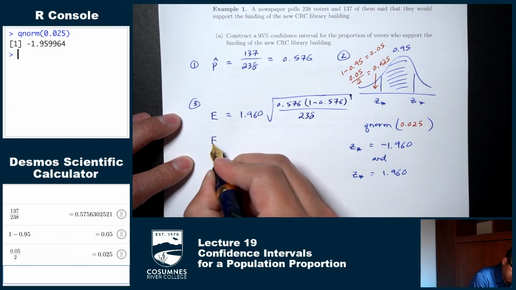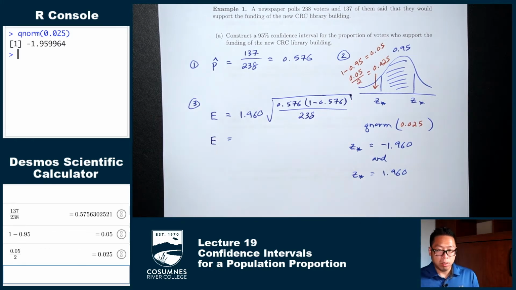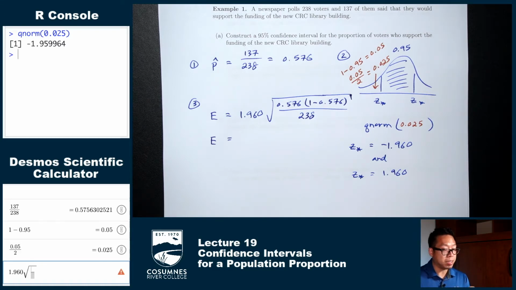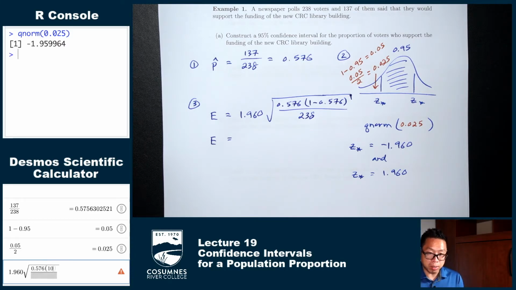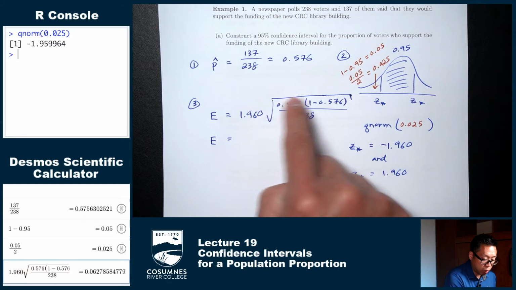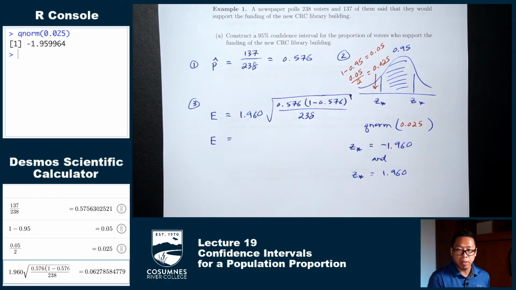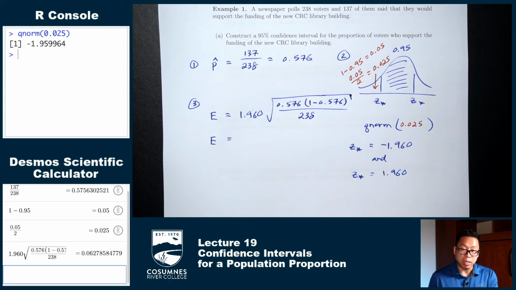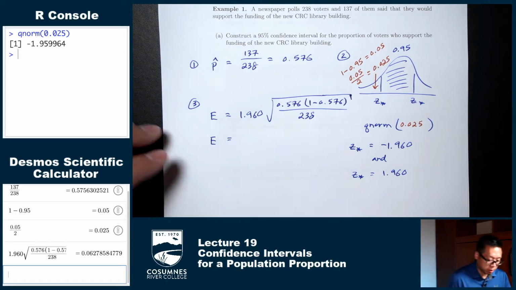Okay, now on our calculator. So 1.960 square root. And I recommend clicking on the fraction button right after square root so that you have the fraction inside the square root. Up top, 0.576, parentheses, 1 minus 0.576, close parentheses, on the bottom, 238. Okay, make sure that the entire fraction is inside the square root and that the square root bar goes across the entire thing. And I get 0.063. So round to 3 decimal places here also.